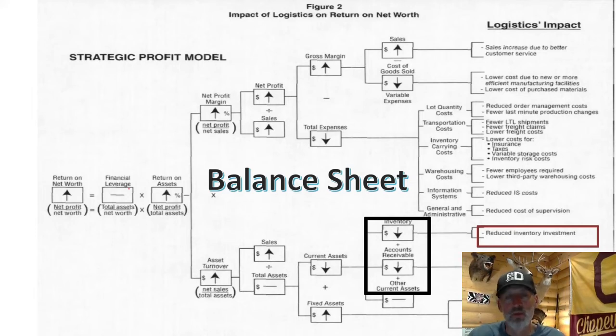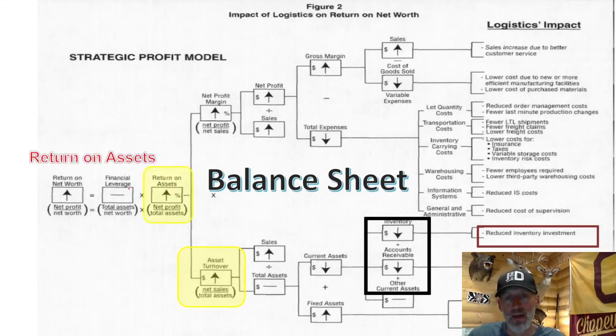And perhaps through more efficient operations, we're reducing the warehouse space use as well. All of these inputs reduce our total assets. So let's assume that our sales go up, but all these other costs, these total assets, go down, right? So that will drive our asset turnover up.